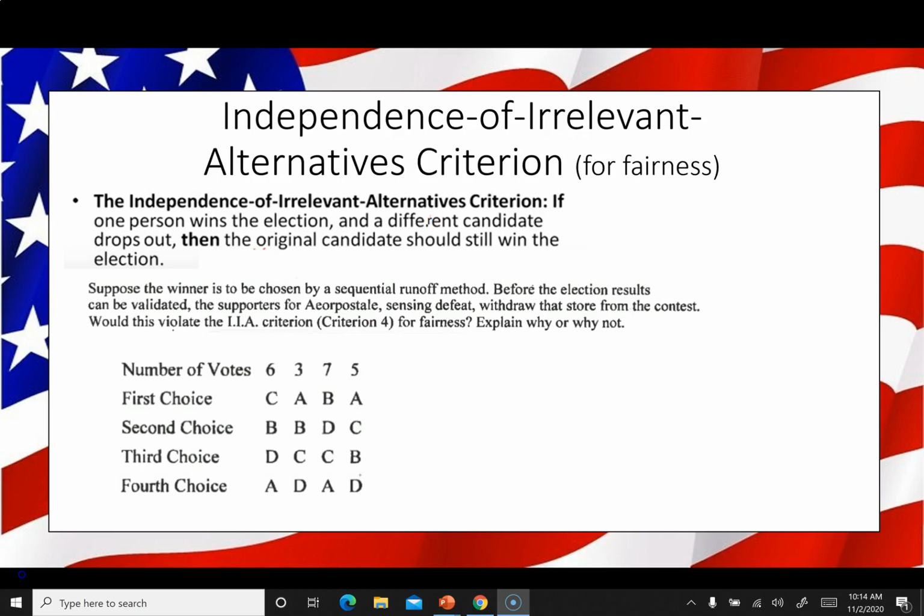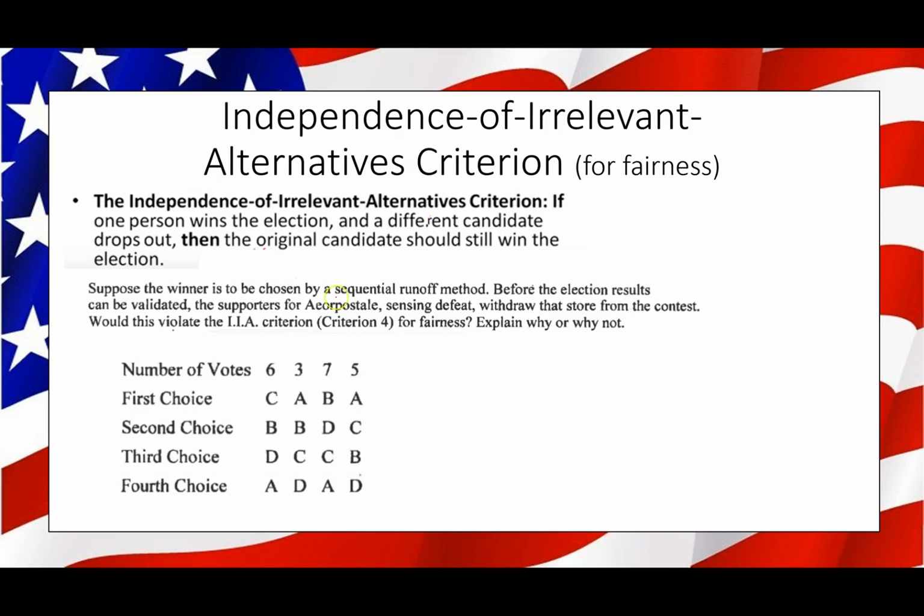So here's our question. Suppose the winner is to be chosen by a sequential runoff method, and I will tell you that this is what it's going to be on your test and your final. I'm not going to mix this one up. It's always going to be sequential runoff. Here's the question. Before the election results can be validated, the supporters for Aeropostale, sensing defeat, withdraw that store from the contest. So A is dropping out. Would this violate the IIA criterion for fairness?